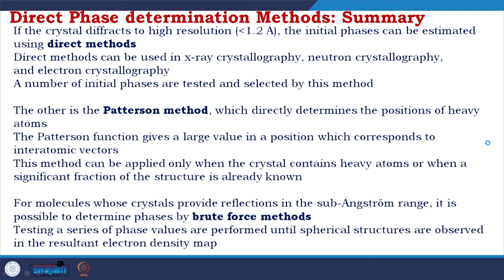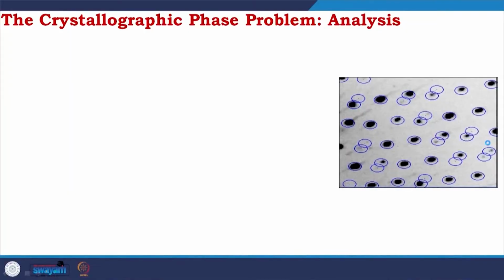In this method, we have to test a series of phase values which would be performed until spherical structures are observed in the resultant electron density map. So, this is about the direct method and their possibilities, advantages, disadvantages. Again, come back to the phase problem.